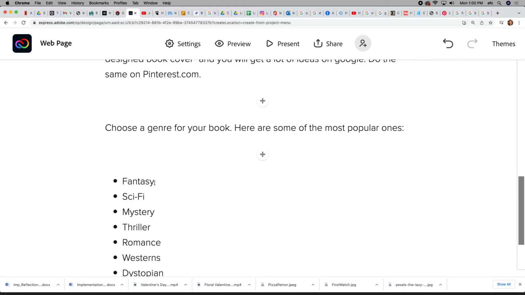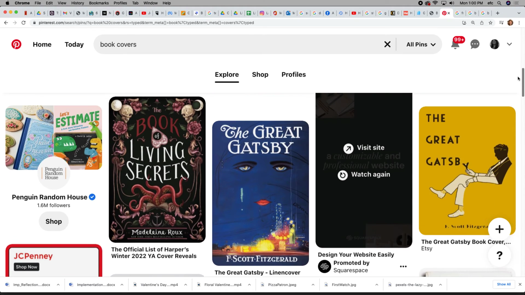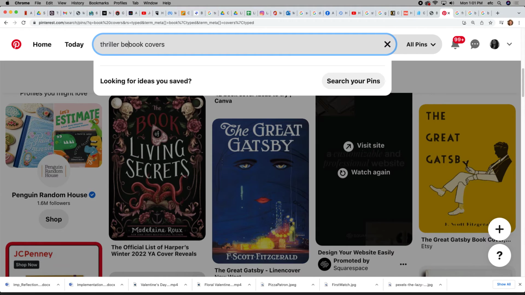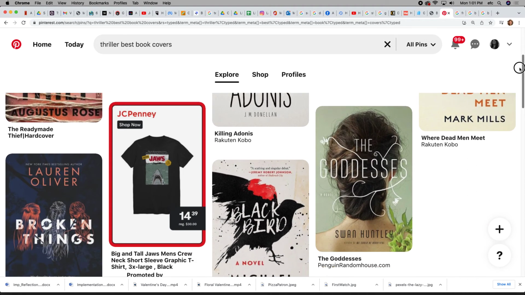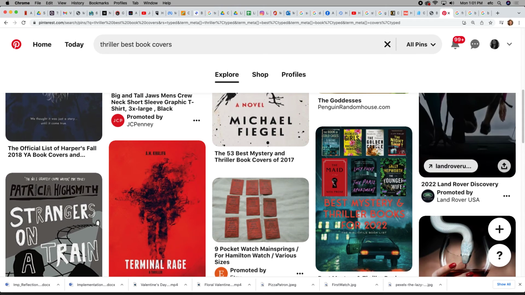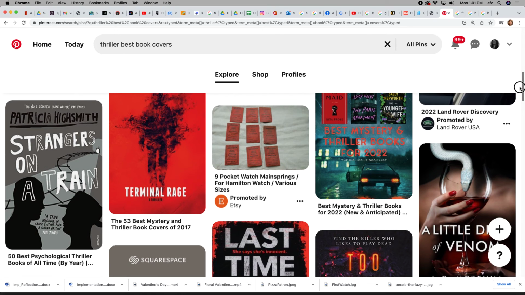If you feel like you're stuck, really think about it. As an example, if you're on Pinterest and we put in thriller best book covers, let's see what comes up. These are all thrillers. It just gives you an idea of where things are. Look at how the type is placed in here. Again, this is one of those pieces that you want to be a portfolio piece.